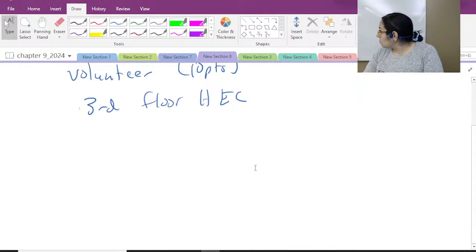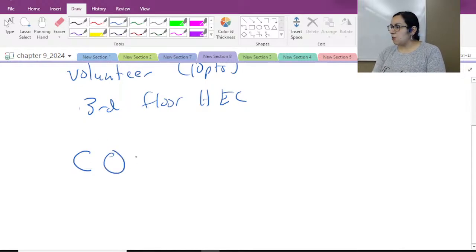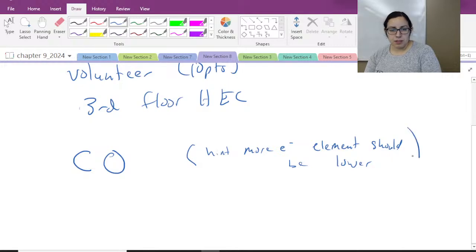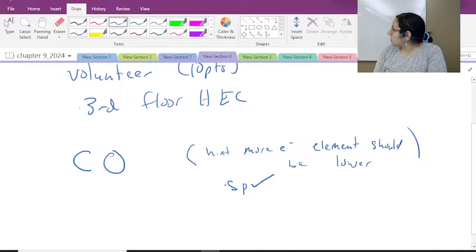All right, so let's start off with a warm-up. See if you can draw the MO diagram for CO. As a slight hint, not that this matters too much, the more electronegative element should be lower. And I'll go ahead and tell you that yes, SP mixing is okay for CO.